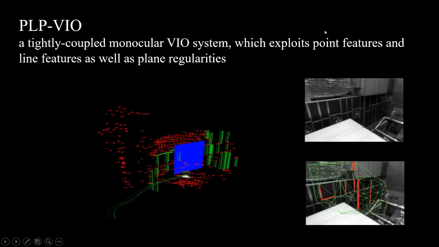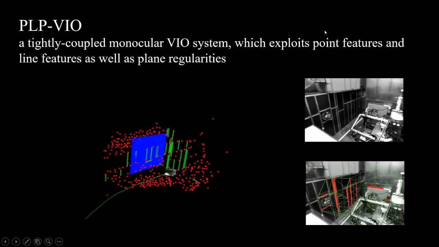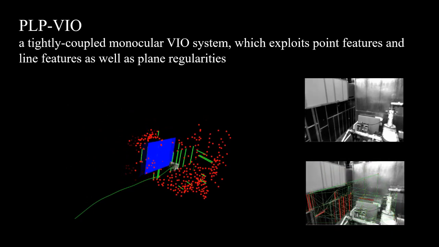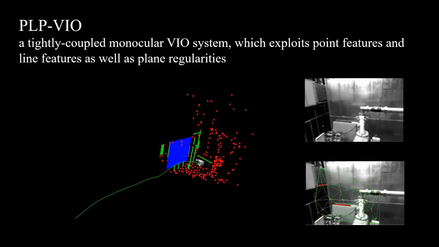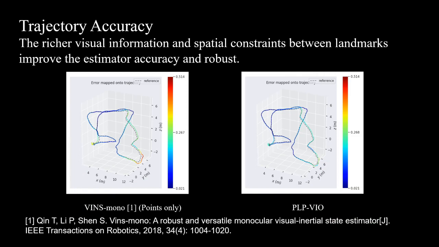This is the demo of our PLP-VIO. To evaluate our proposed approach, we conduct experiments on synthetic data and EuRoC datasets. As shown in the picture, the trajectory of our PLP-VIO is more accurate and robust than VINS-Mono.